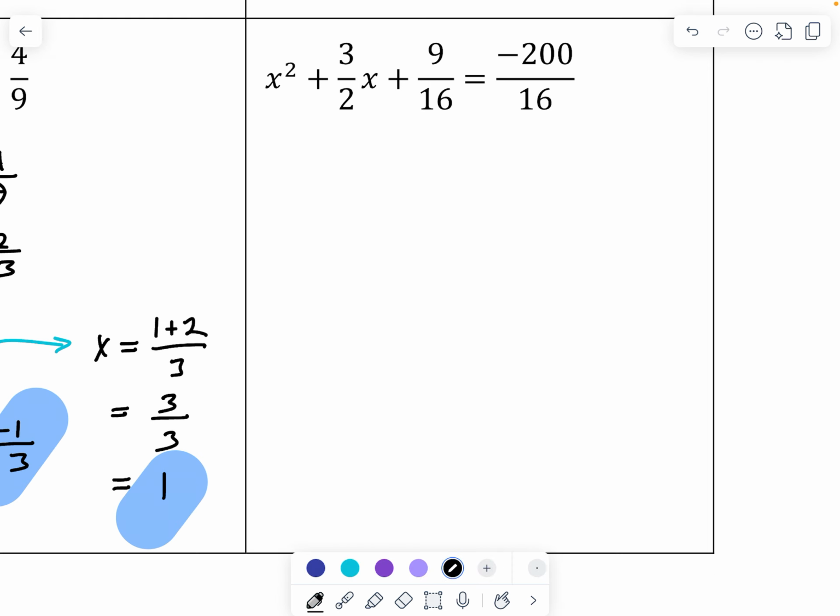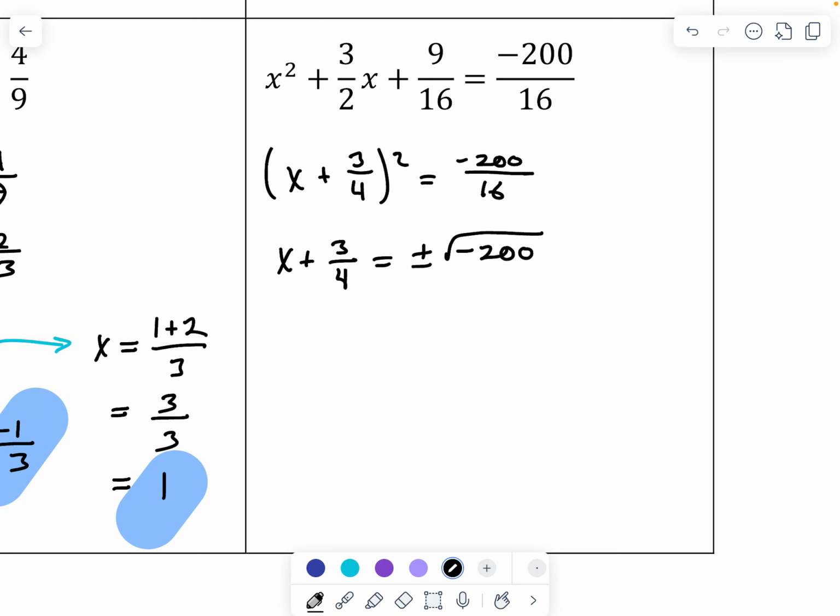Last one here. This is going to give us x plus 3/4 squared equals negative 200 over 16. If I square root both sides, I have x plus 3/4 equals plus or minus root negative 200 over 16. 16 is a perfect square. Root 16 is 4. I'm going to simplify that numerator. So 200, what is that? That's 100 times 2. 100 is a perfect square number, so we can pull out 10. The square root of 100 is 10. I for the negative, and then the 2 stays over 4.